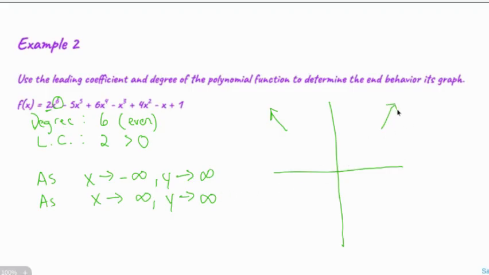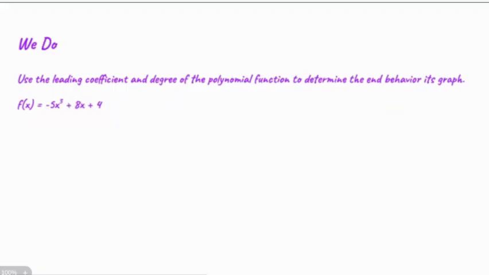So the end behavior would look like something like this. We don't know what the middle is, and over the course of the unit, we're going to learn to fill these details in, but we know this to be true. So go ahead and give this one a shot. Again, use the lead coefficient and degree of the polynomial to determine its end behavior. All right, let's go ahead and look at the degree. Again, the degree is 3. That's right here, so that's odd.